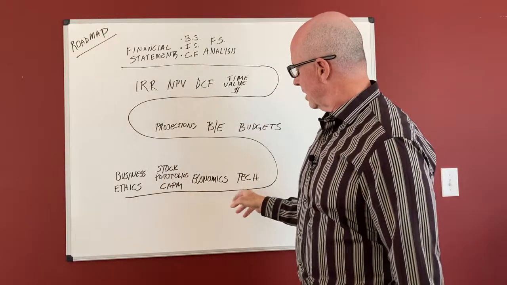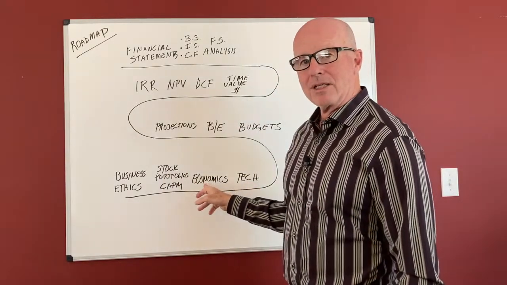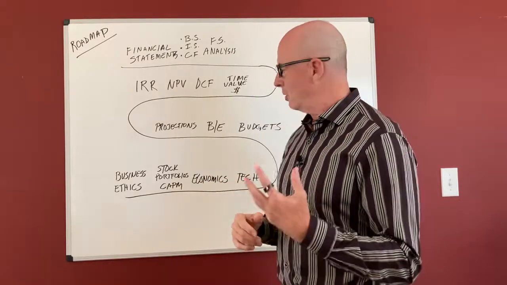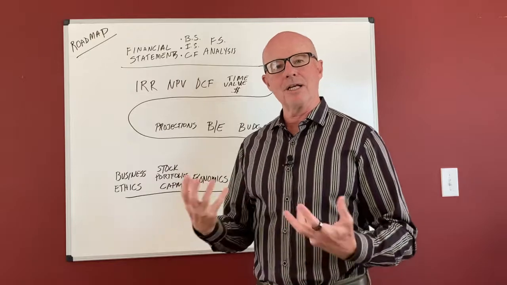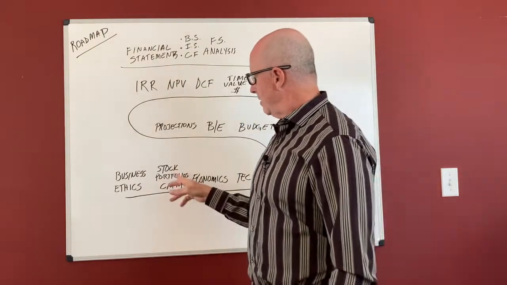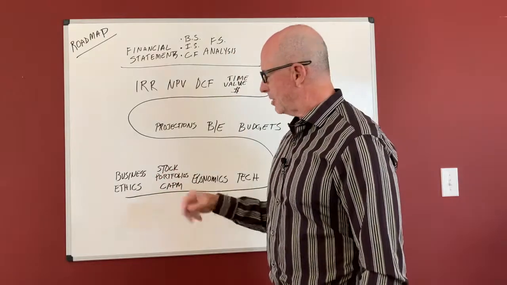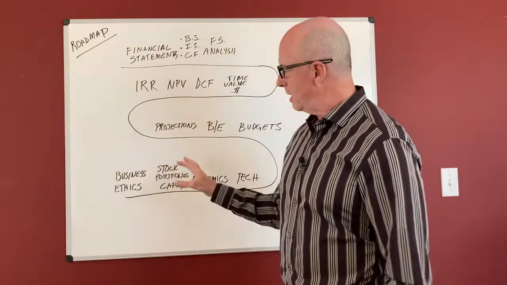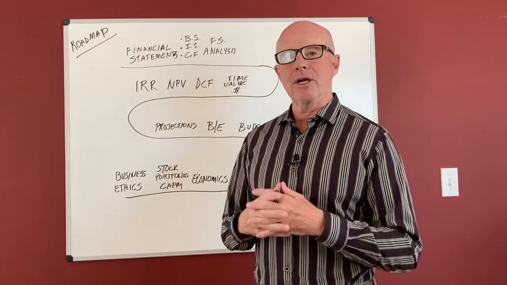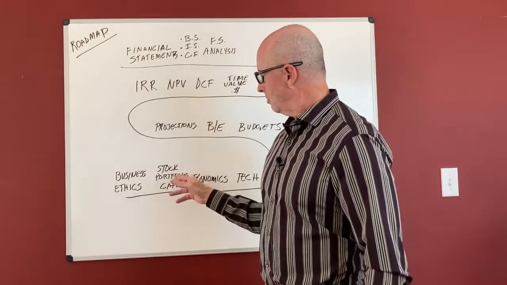So we'll talk about the technology. We'll talk about economics and finance. Those two overlap quite a bit, but what's the difference between economics and finance, and where do they overlap and where are they different, right? I'll talk about that. And then stock portfolios and the capital asset pricing model. That's a big part of finance, right? You want to be able to do diversification and figure out a stock market portfolio.